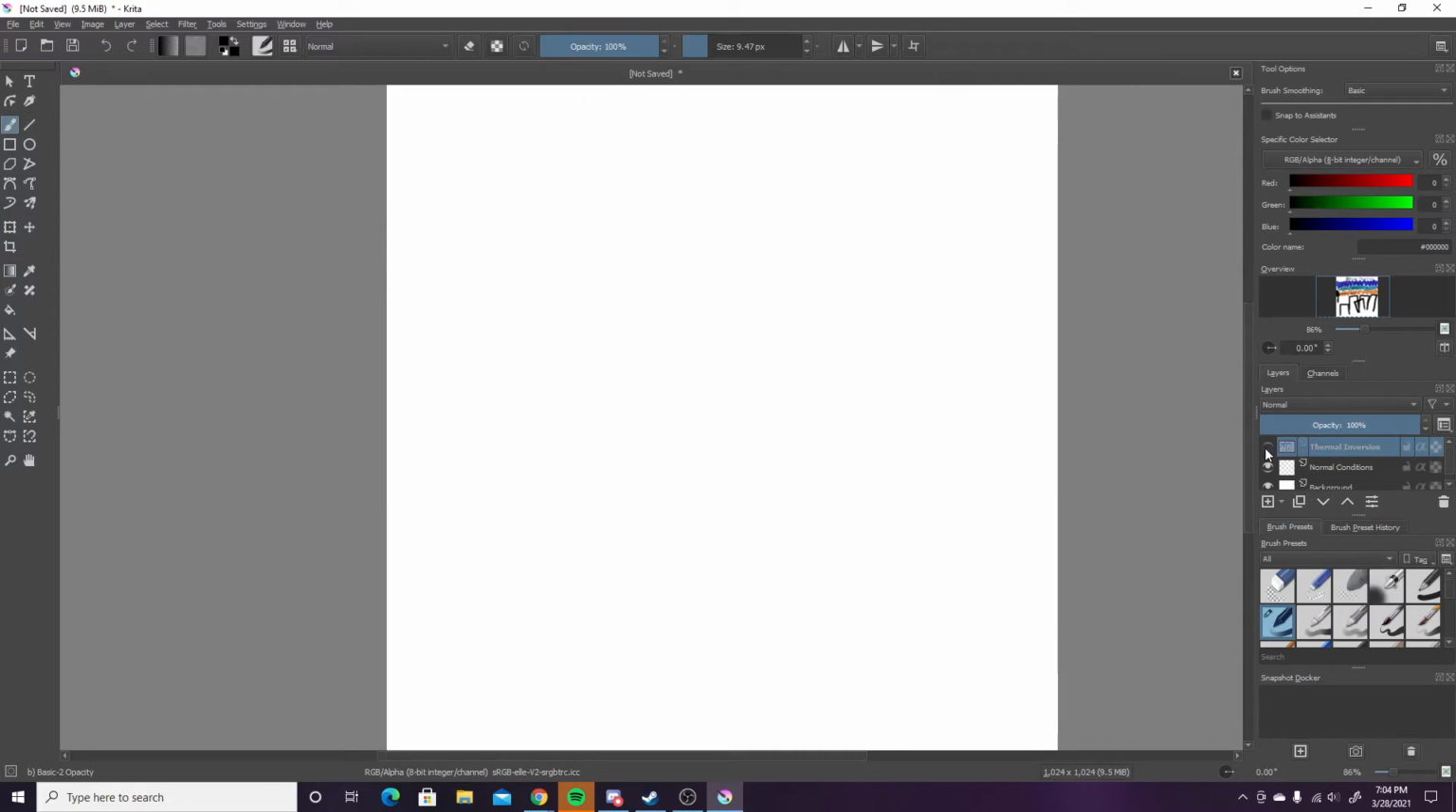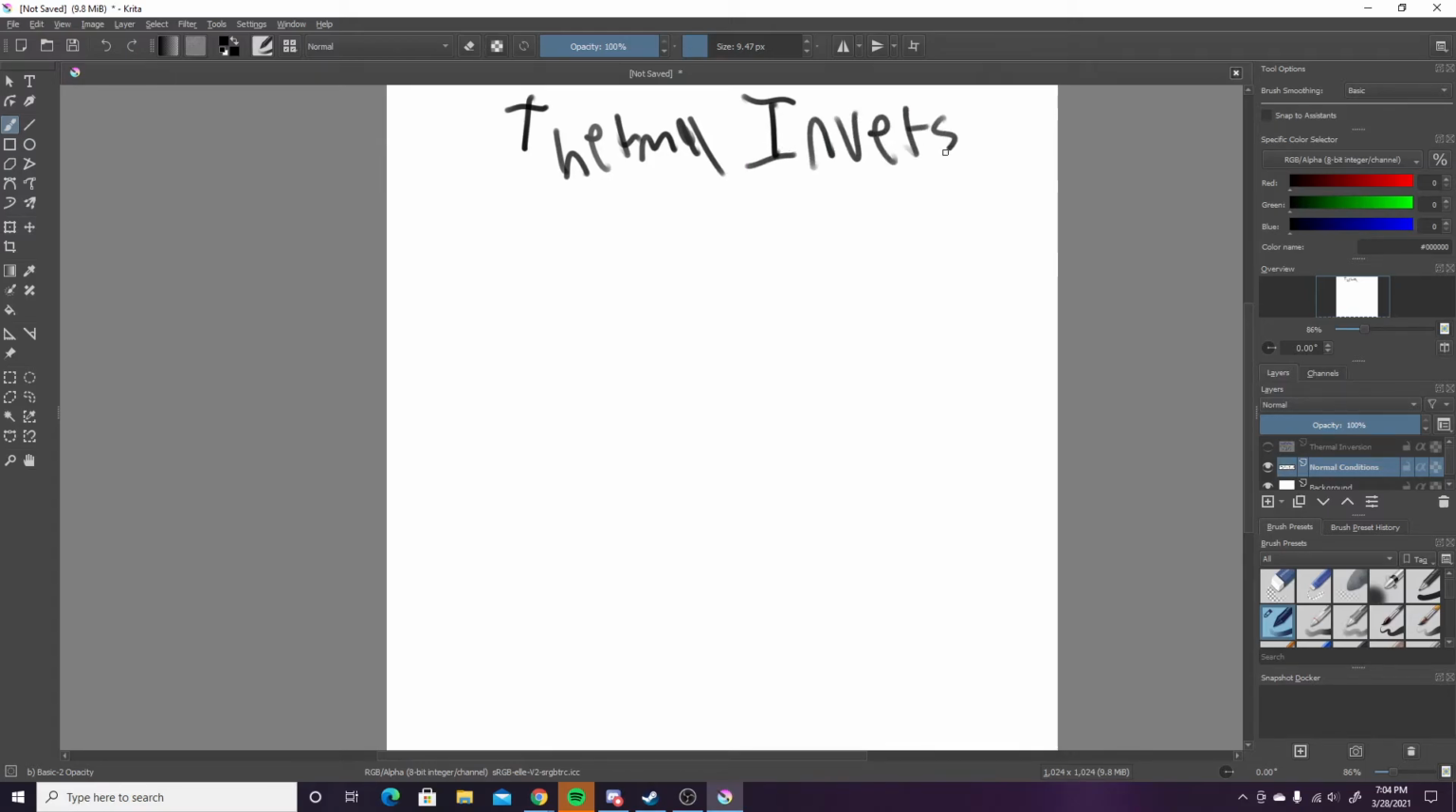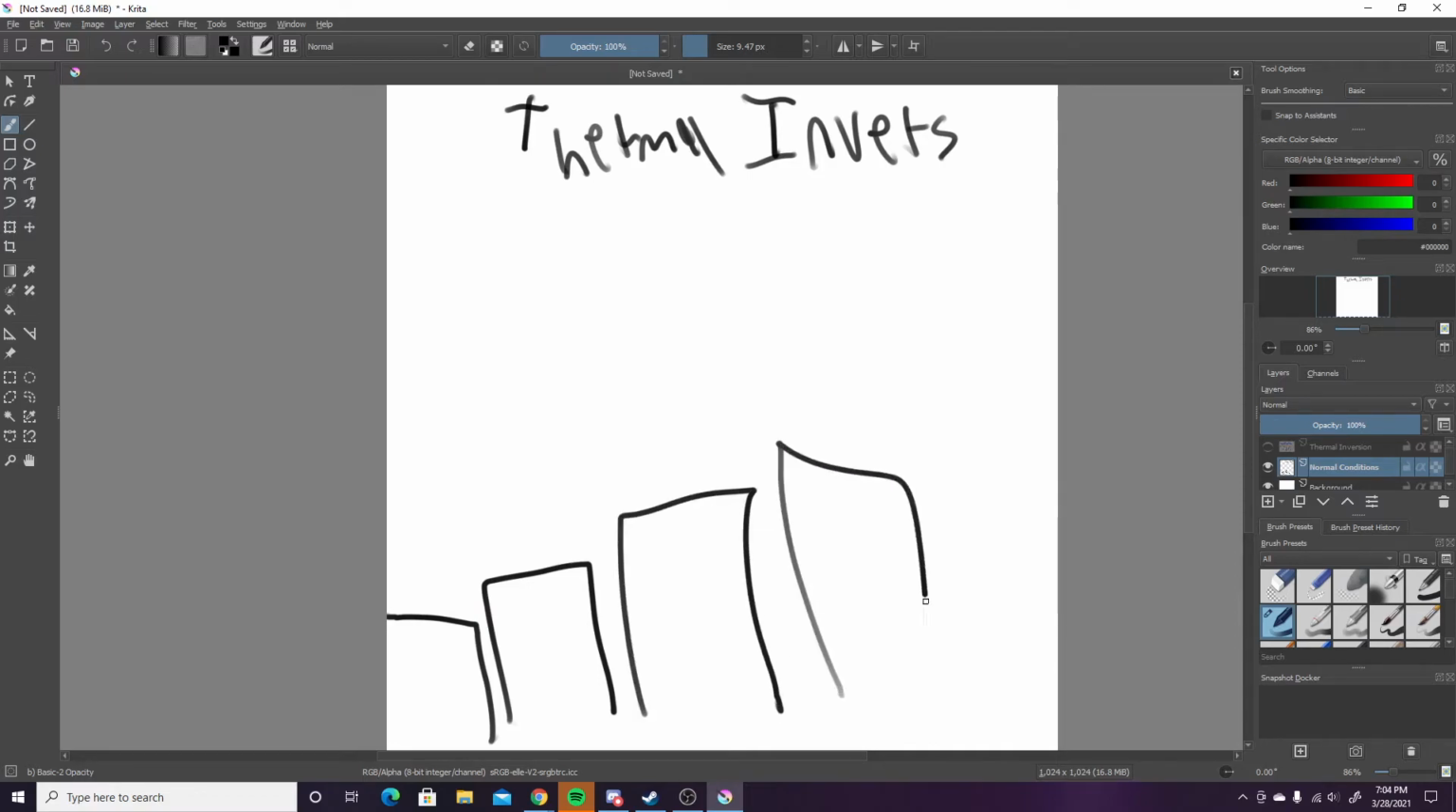Now, if we were to make a new blank slate paper, let's go into thermal inversions. Like I was saying earlier, the name implies something to do with temperature, and that's basically what it is. So let's make our city again. This time it's going to be a little bit more detailed. So we're just making the city, and that should do.